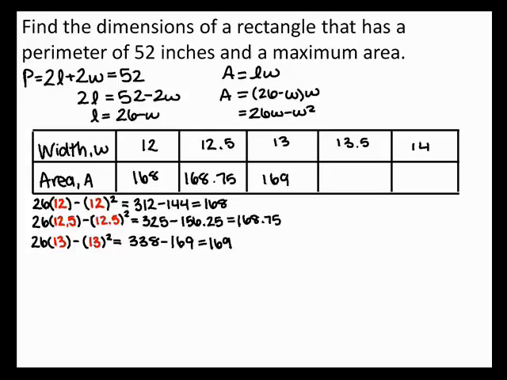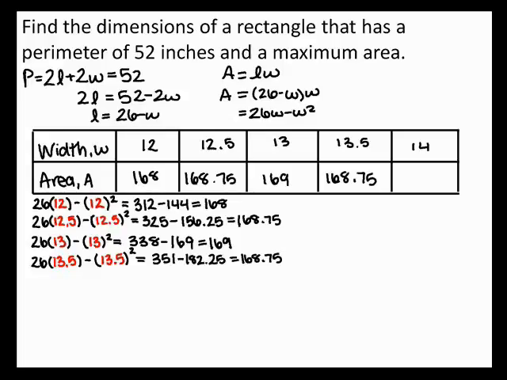Substitute 13 and 5/10 in for W in the area equation. Simplify 26 times 13 and 5/10 and 13 and 5/10 squared. Simplify 351 minus 182 and 25/100. You find that the area is equal to 168 and 75/100.